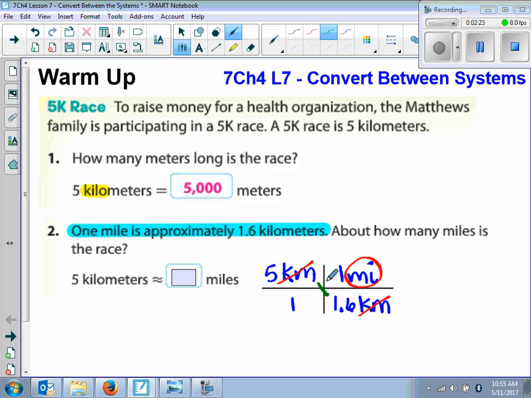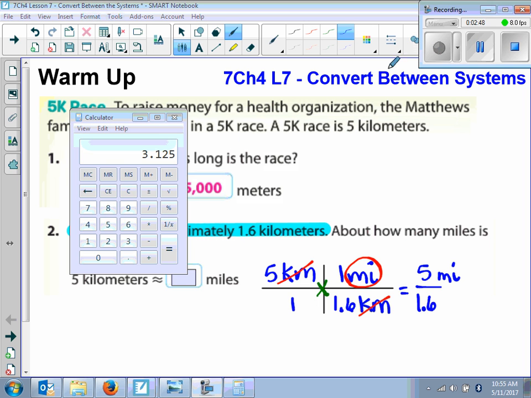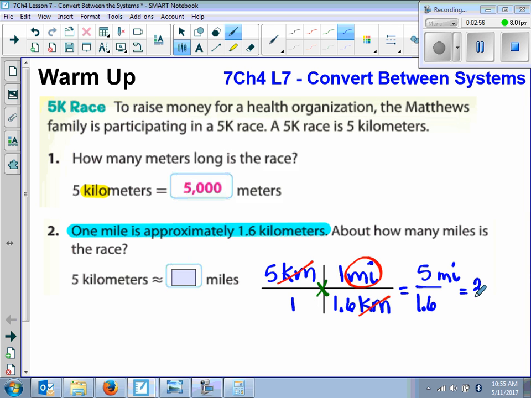Now with dimensional analysis, in that chart, now it's just this fraction times the second fraction. So we're just going to multiply straight across. So when we multiply straight across, we end up with 5 miles over 1.6. And now I can do this division. So we got 3.125 when we simplified 5 divided by 1.6. So that's 3.125. And my units are going to be miles.